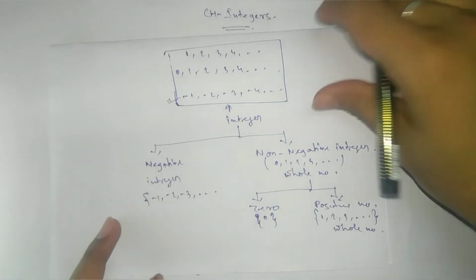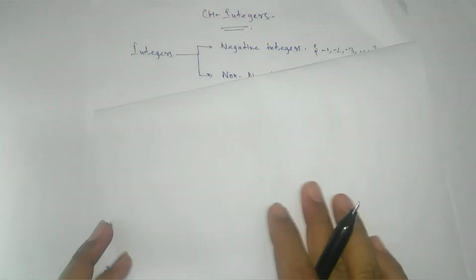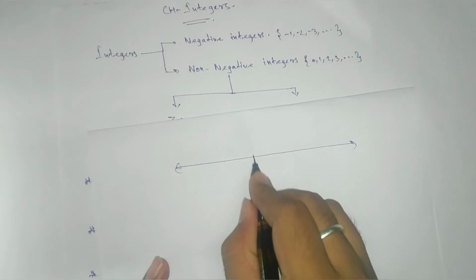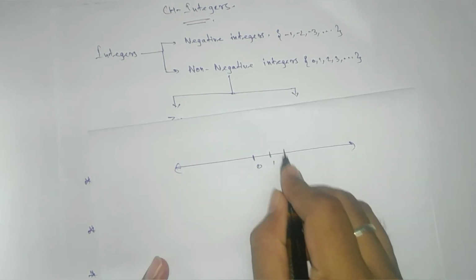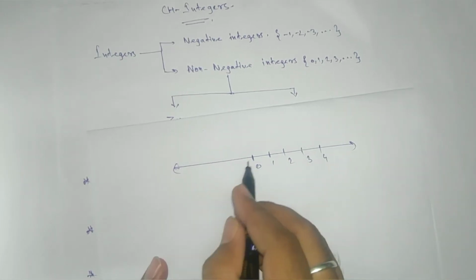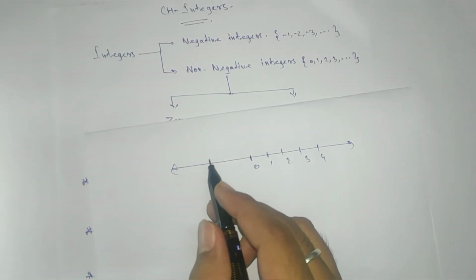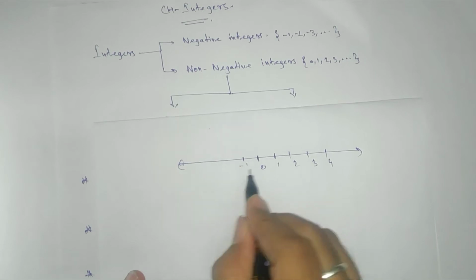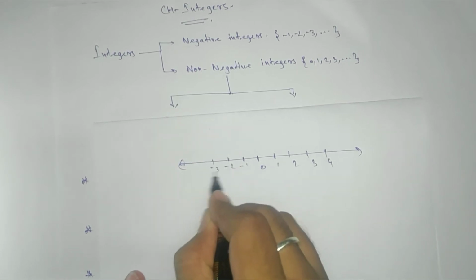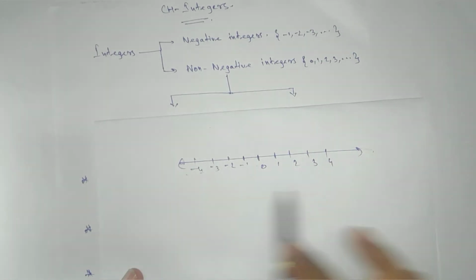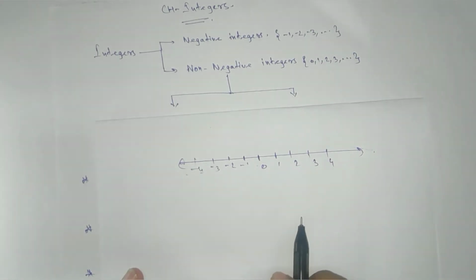That means if we represent this on a number line, if we take a line like this, here you will get 0 and on this side 1, 2, 3, 4 like this. And if we go beyond 0 to the left-hand side, what you can see is -1, -2, -3, -4, this type of number. So the whole collection of this type of number we call integers.